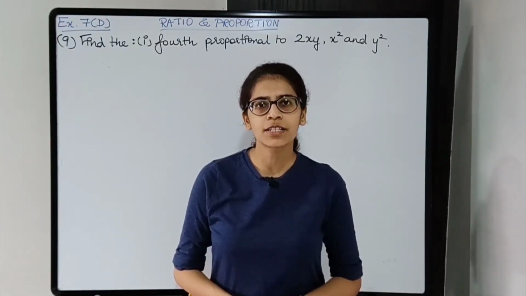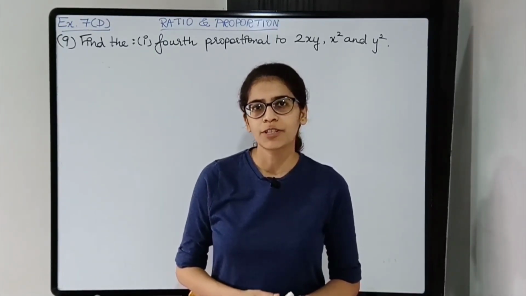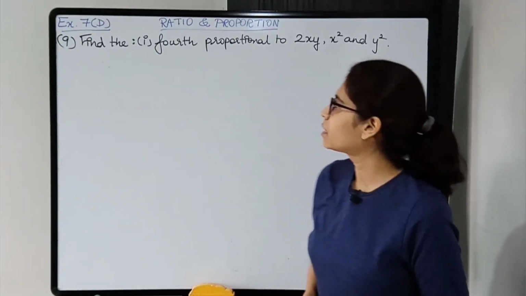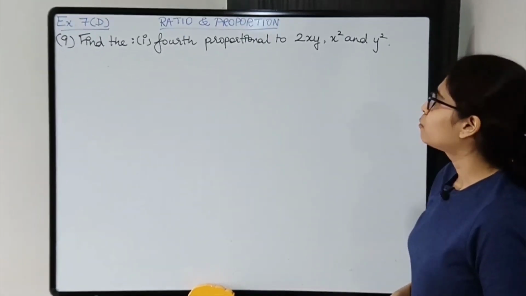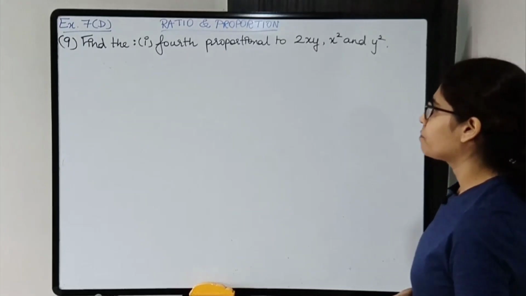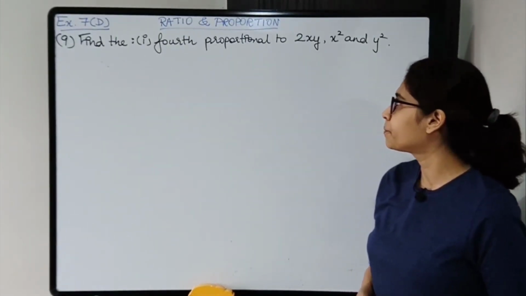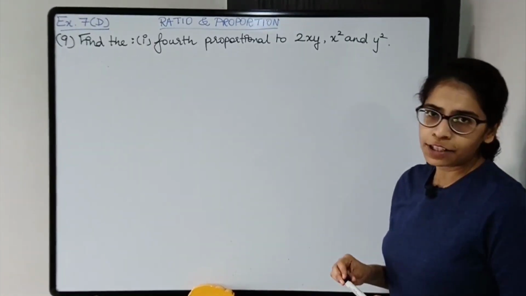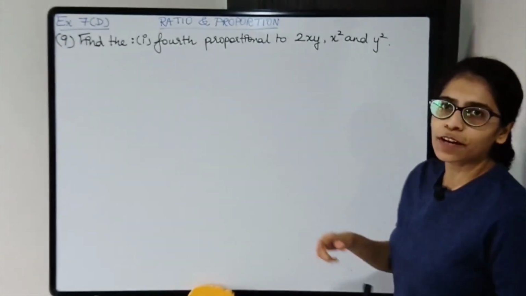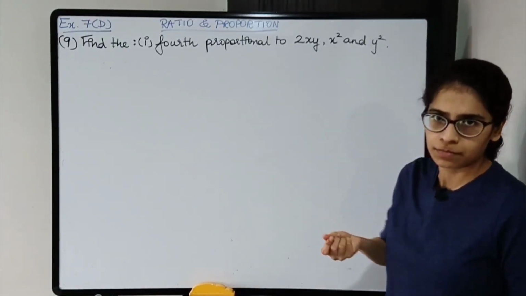In this video, we'll continue with exercise 7D from chapter Ratio and Proportion. So coming to question number 9. Find the first part, fourth proportional to 2xy, x square and y square. There are three subparts to this question. We are starting with the first subpart. There are three different terms given to you and you have to find the fourth proportional. That is the fourth term.